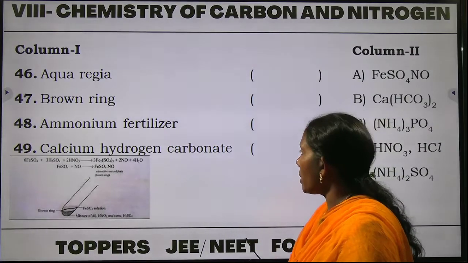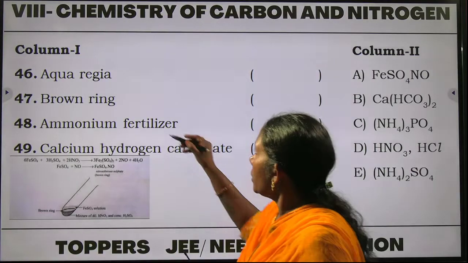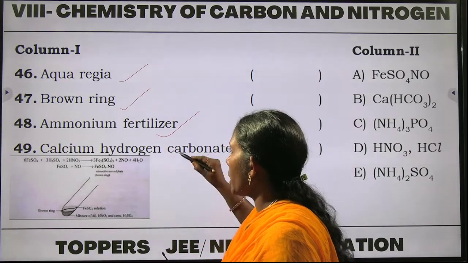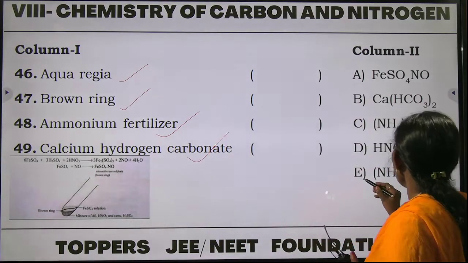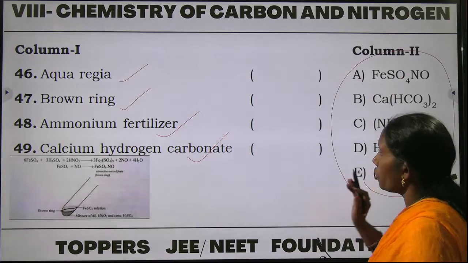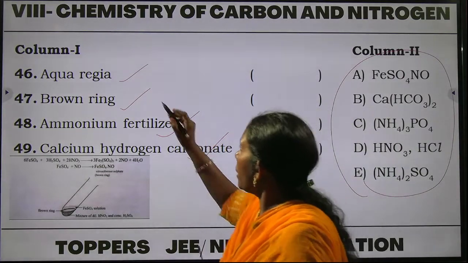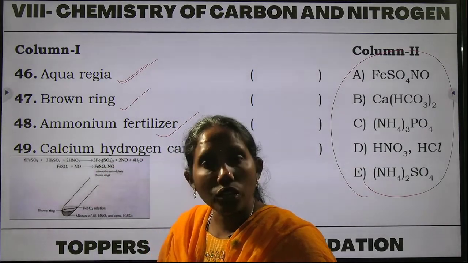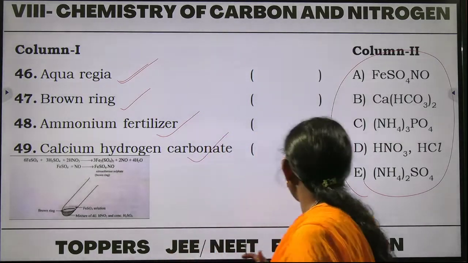It is another matrix match type. Here they have given two columns like before. In this they have given aqua regia, brown ring, ammonium fertilizer, calcium hydrogen carbonate. On this side they have given some formulas. We have to match which formula is correct for which one. See here, aqua regia. Already we discussed aqua regia, that is a 1:3 ratio of HNO3 and HCl, right? So where is that?